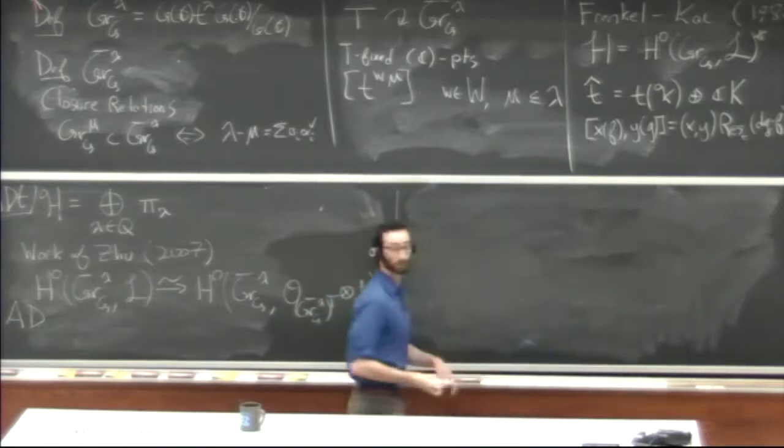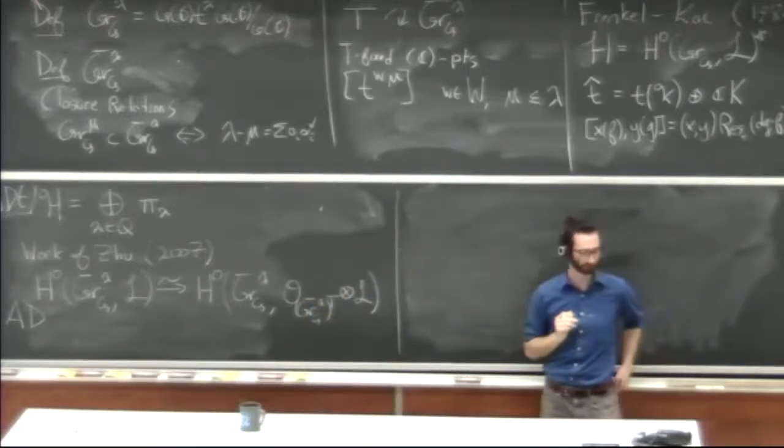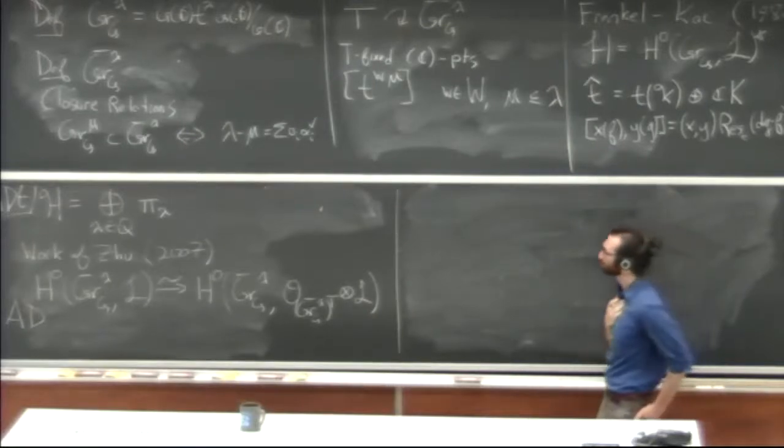May I jump in again? Absolutely. This is every lambda. So this is every lambda. For each dominant co-weight, all right, we have this isomorphism. Okay, thank you. Yep.